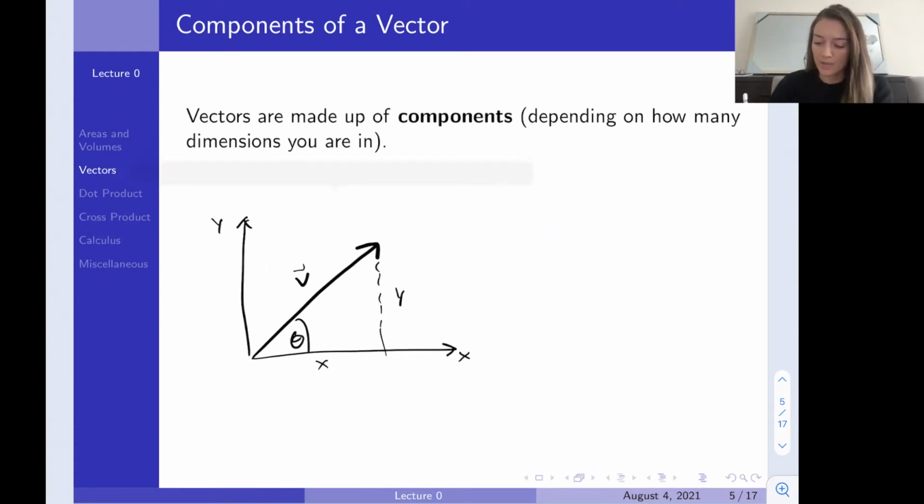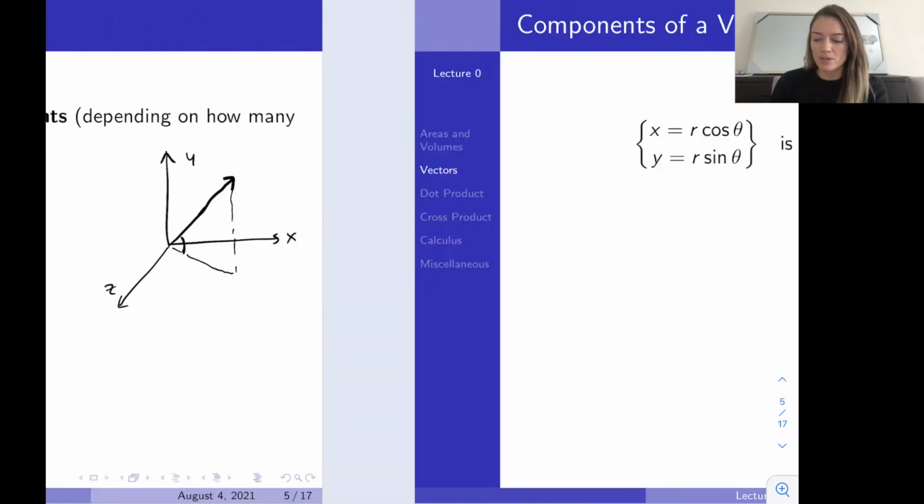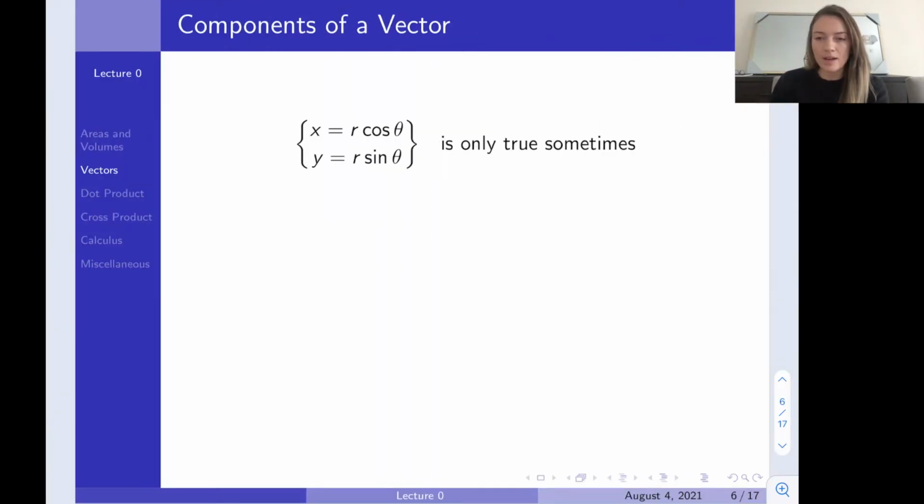Now obviously you could have also a vector in 3 dimensions, so we'll be doing a lot of that. So if we have our x, y, and z directions, you could have a vector that sort of comes out and is like this and has a component in each of the 3 directions. So now if we want to break a vector up into components, a lot of you have seen, I'm sure, that x equals r cosine theta and y equals r sine theta.